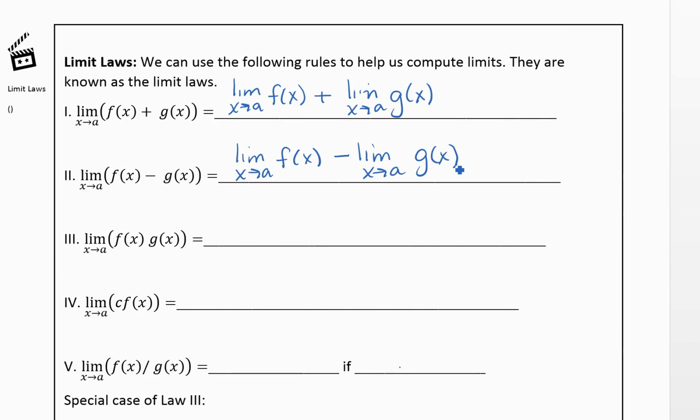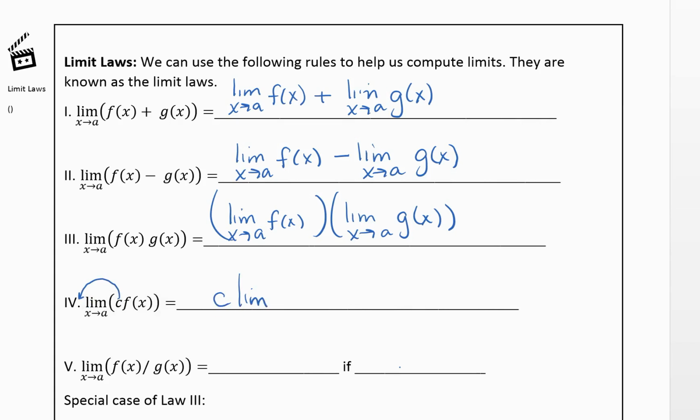Okay, multiplication works exactly the same way. So if we want to take the limit of f of x times g of x, we can take the limit of the first one and multiply by the limit of the second one. Okay. Now sometimes we'll have something like the limit as x goes to a of a constant times a function. So that c represents something that's just a number, a 5 or a 2 or whatever. And what's really cool is we can actually pull the constant out front and multiply by it. So we can do c times the limit as x goes to a of f of x.